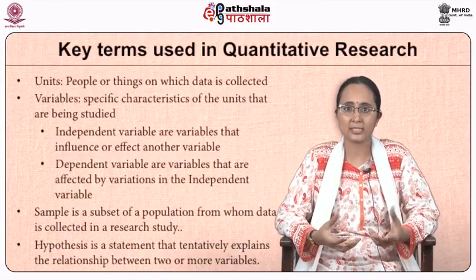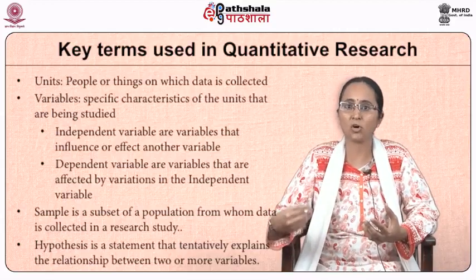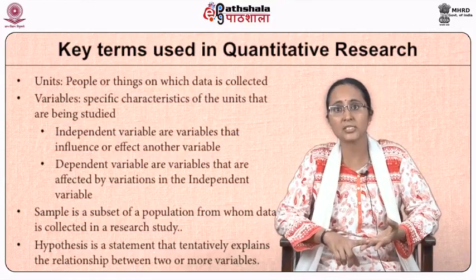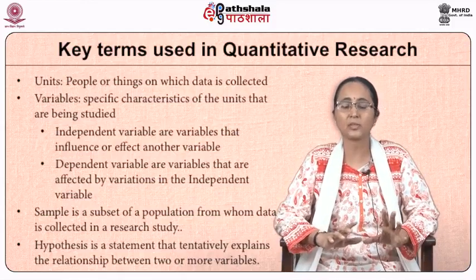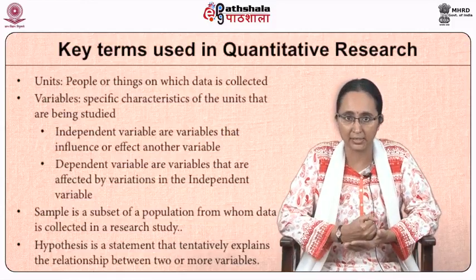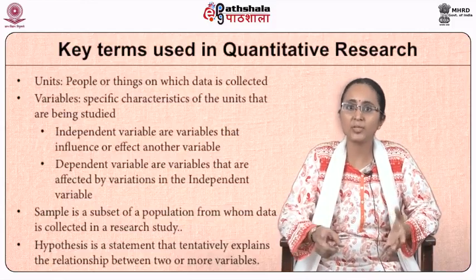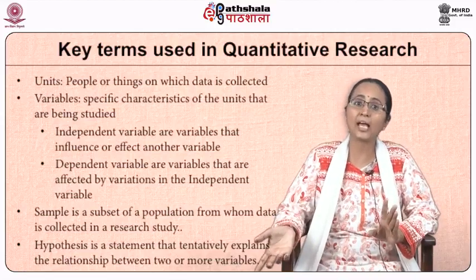Now we come to key terms that are used in quantitative research. Unit. A unit refers to the people or things on which or from whom we collect data. For example, schools, children, villages, housing societies, communities, etc. Variables are the specific characteristics of the units that we are studying. For example, your unit is a child. The variable would be gender, age, education. If it is an adult, you could have income as well.